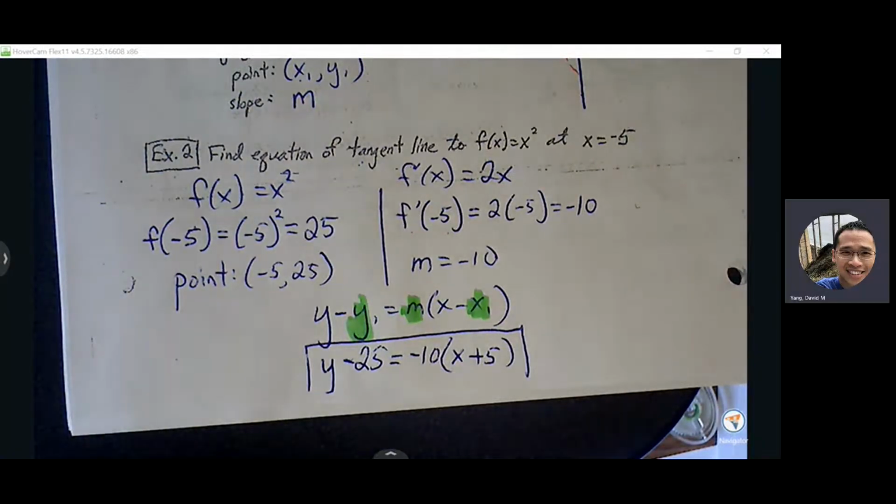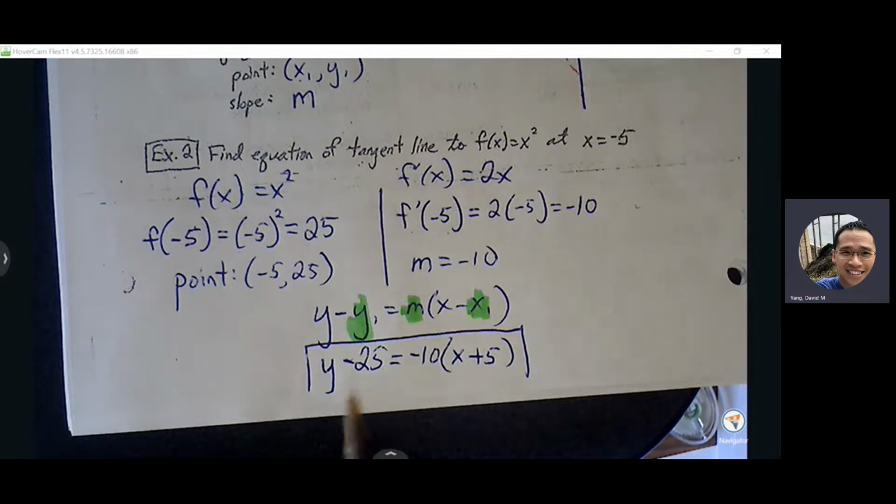I know the tendency is you want to keep working at it, right? You want to distribute the negative 10 and add 25, which isn't wrong, but if the AP exam will accept this form, then might as well just stop and move on to the next problem, right? Why continue working on the problem when it's already going to earn you full credit?